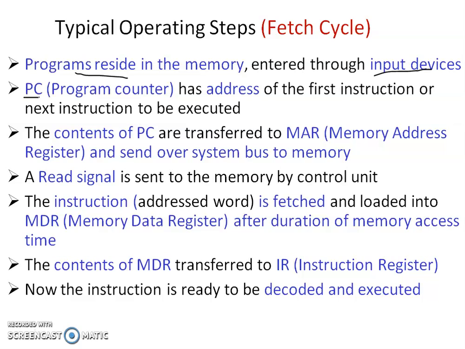What is PC? Program counter. It will be having the address of the first instruction or the next instruction to be executed. When a program starts its execution, PC will be having the address of the first instruction. Later in the execution process, it will be updated with the next instruction address. The contents of PC are transferred to the MAR and sent over the system bus to the memory unit. A read signal is sent to the memory by the control unit.